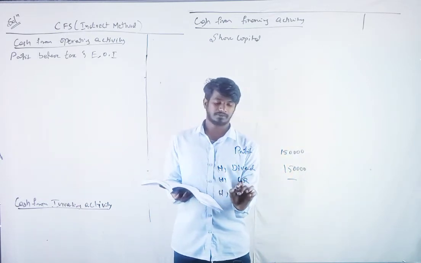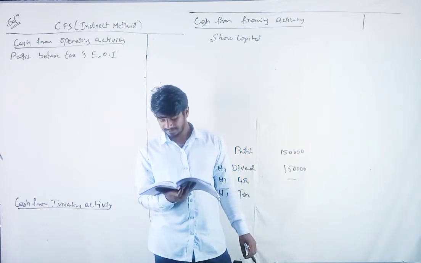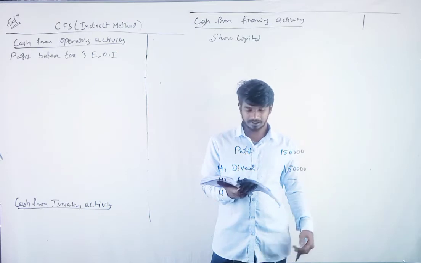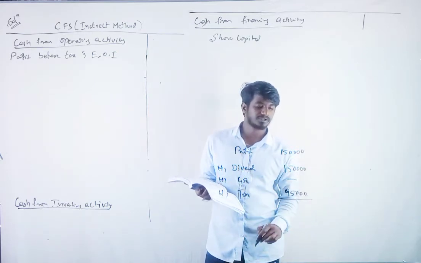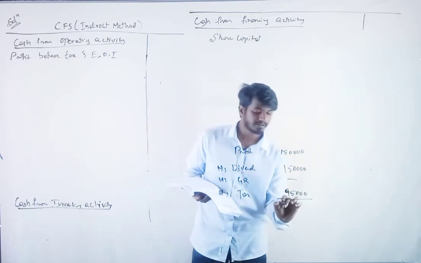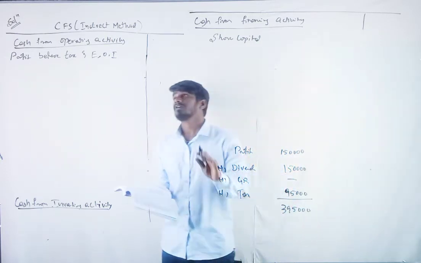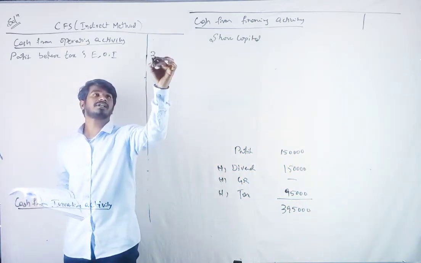Next, tax. How much tax is there? Taxation, 95,000. Provision for tax, 95,000 is the provision for tax. How much did it become? 3,95,000. Profit before tax and extraordinary item, 3,95,000.